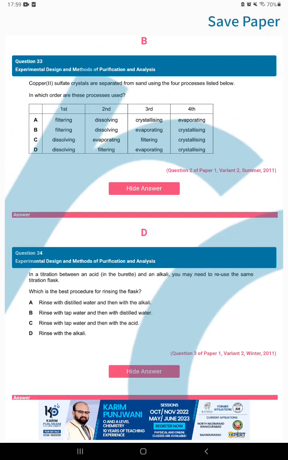Question number 33. Copper sulfate crystals are separated from sand using the four processes listed below. In which order are these processes used? Filtering, dissolving, crystallizing, evaporating. Dissolving, filtering, evaporating, crystallizing. What do you think?